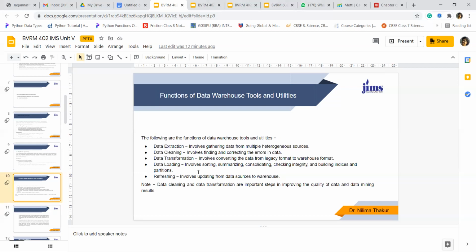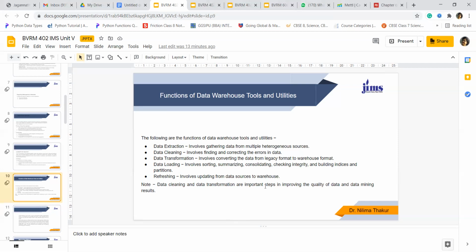Data cleaning means finding and correcting the errors in the data, editing it basically. And data transformation involves converting the data from legacy format to warehouse format storage, from where it can be processed for further information. Data loading involves sorting, summarizing, consolidating, checking integrity, and building indices and partitions. Refreshing the data involves updating from data sources to warehouse.